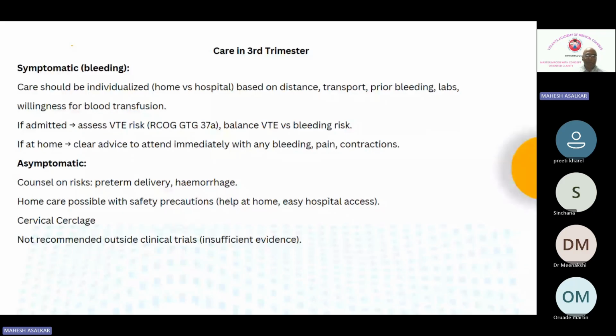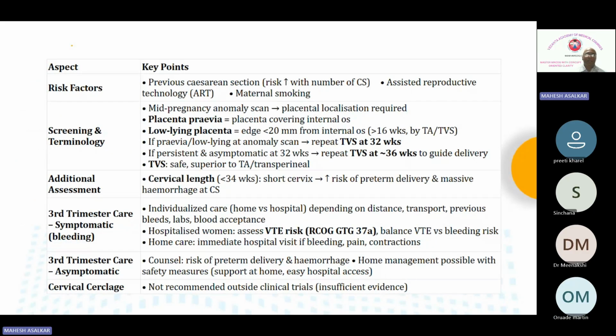Now, if you have an asymptomatic patient, in that particular case, home care is going to be sufficient. But you need to counsel on the risk that there are chances of preterm delivery and chances of hemorrhage, and they need to report to the hospital, or there has to be easy hospital access. Cervical cerclage is not recommended outside a clinical trial. So there is no role of cervical cerclage in placenta previa.